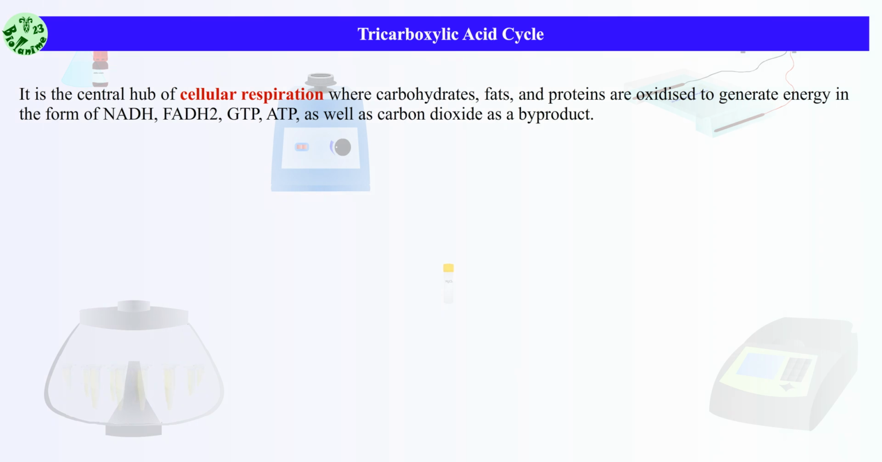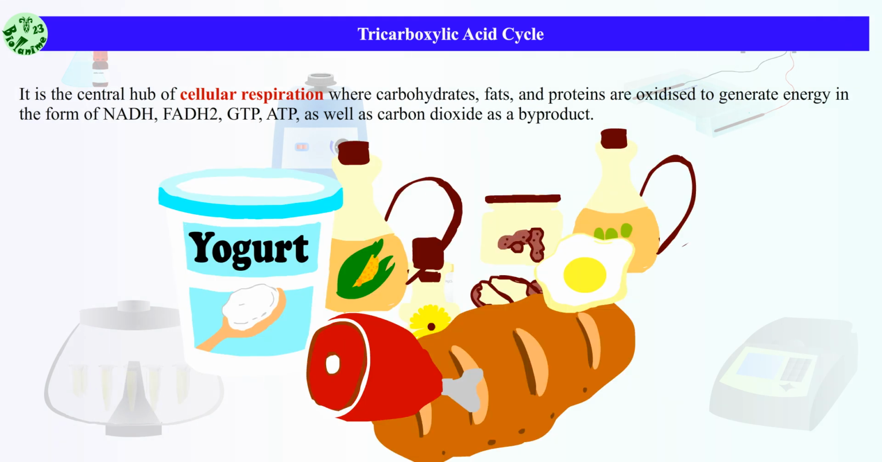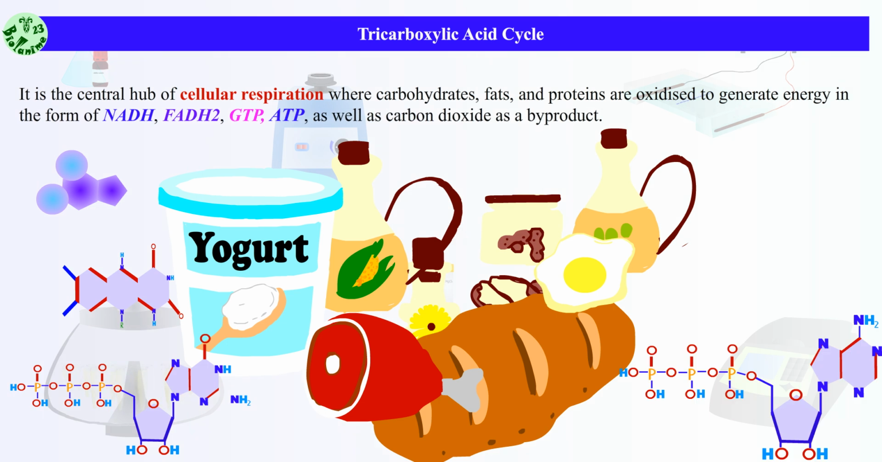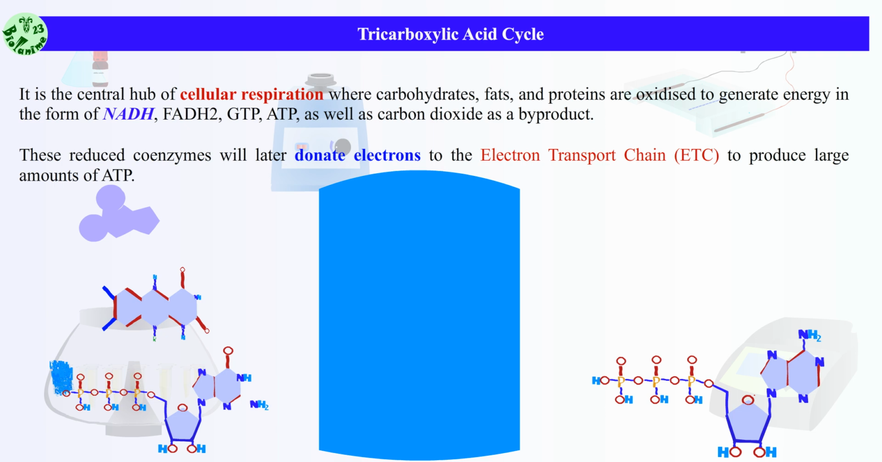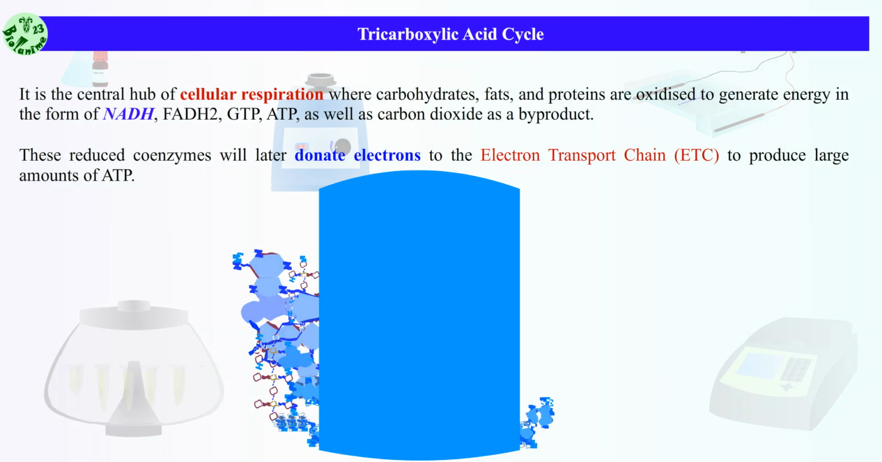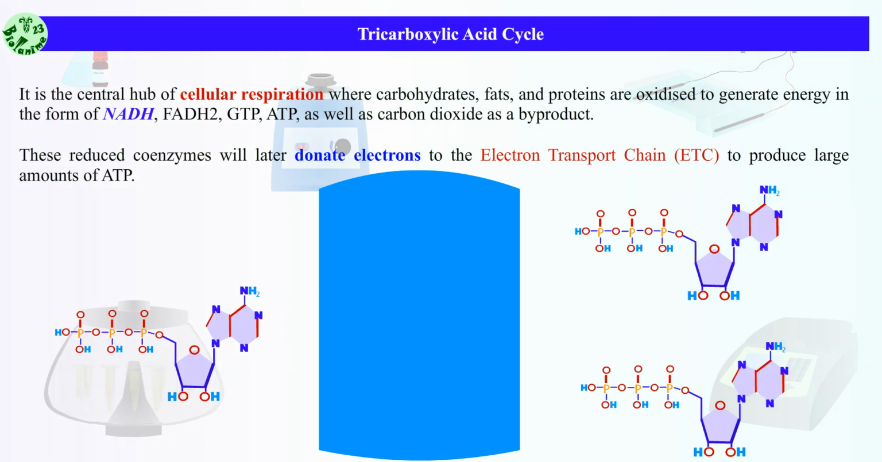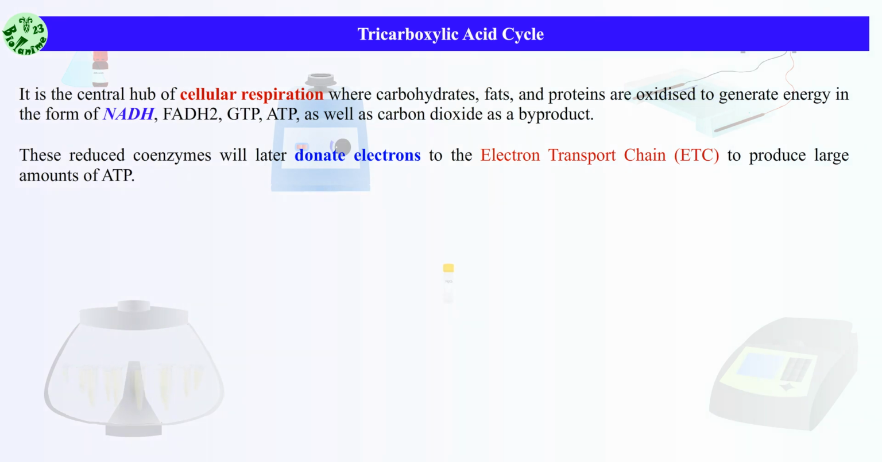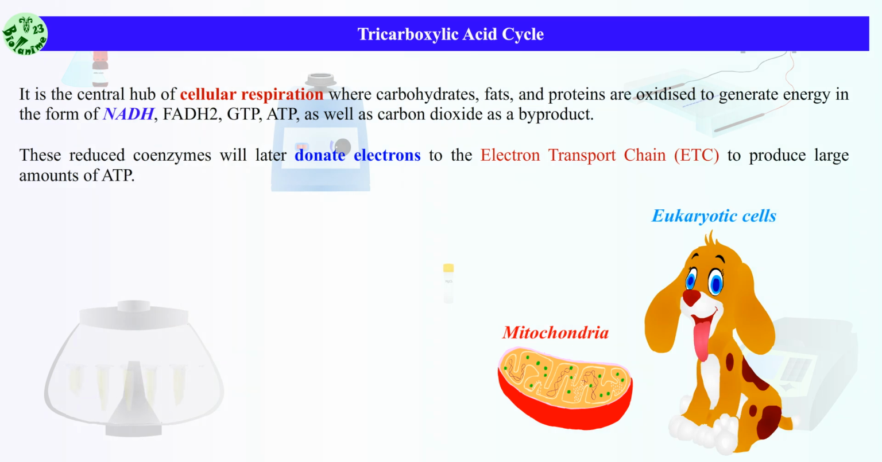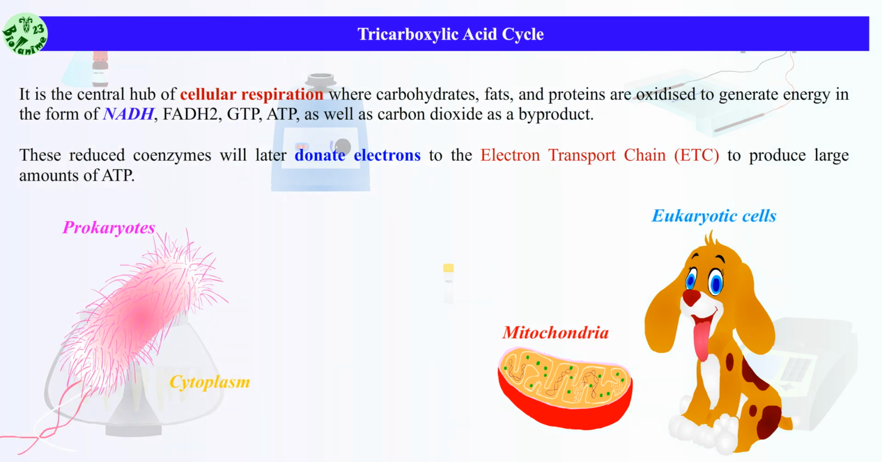It is the central hub of cellular respiration where carbohydrates, fats, and proteins are oxidized to generate energy in the form of NADH, FADH2, GTP, ATP, as well as carbon dioxide as a byproduct. These reduced coenzymes will later donate electrons to the electron transport chain, ETC, to produce large amounts of ATP. The cycle occurs in the mitochondrial matrix of eukaryotic cells and in the cytoplasm of prokaryotes.